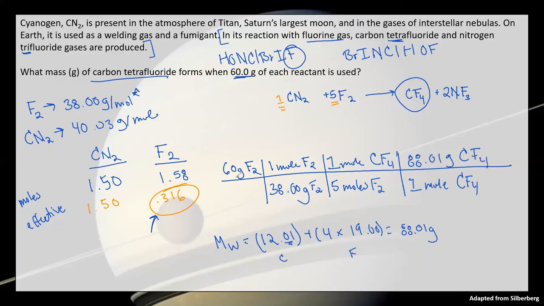And then we can cancel this out, cancel that out, cancel that out. We're left with grams CF4, and that's what we wanted to find anyway. And we do all this math. So I like to do everything on the top and then everything on the bottom. So 60 times 1 times 1 times 88.01 divided by, open parentheses, 38 times 5 times 1, and I close parentheses, right? And I get 27.80 grams carbon tetrafluoride.